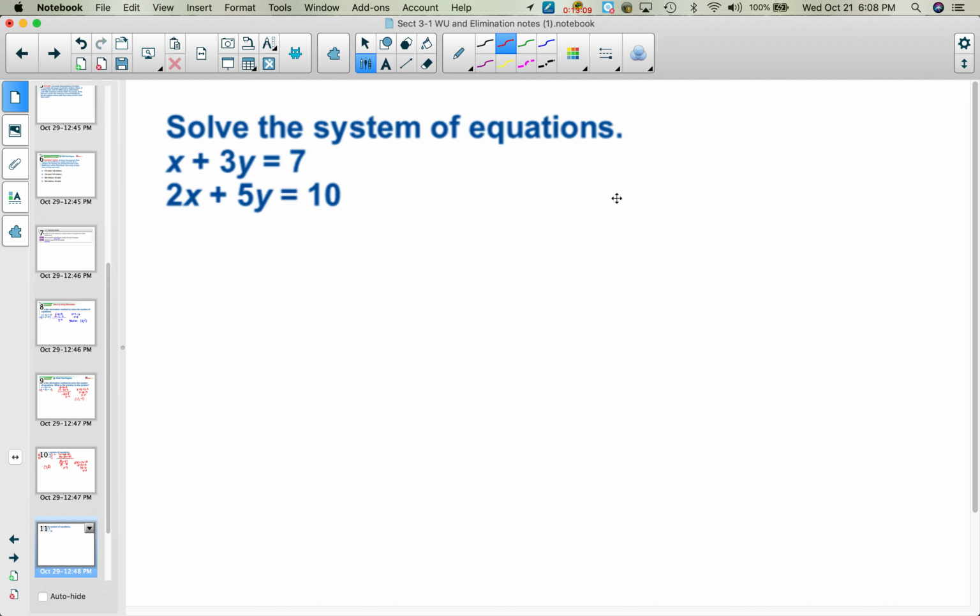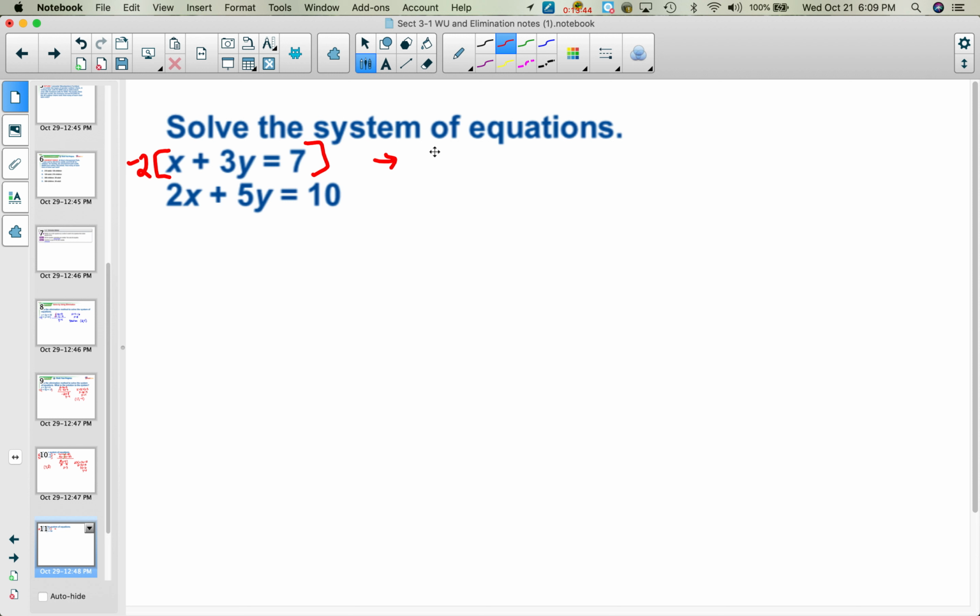Looking at this, what I usually try and do is see if it's possible to change just one equation and not both. I could change both. I could multiply the top equation by 5 and the bottom equation by -3 and turn it into a 15y and a -15y, but there's an easier way. I have an x here and a 2x here. So if I take the top equation and multiply by -2, I can turn this into a -2x, and then I already have a +2x, so it's just less work.